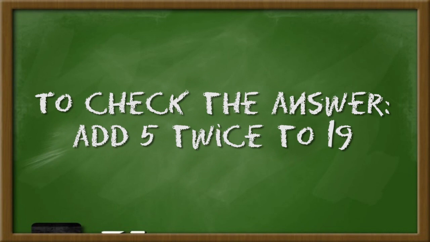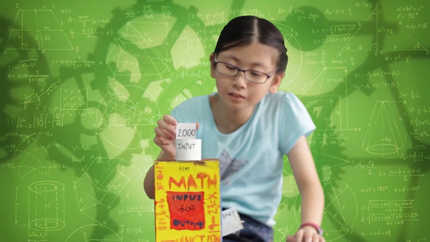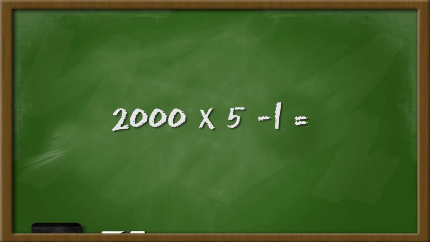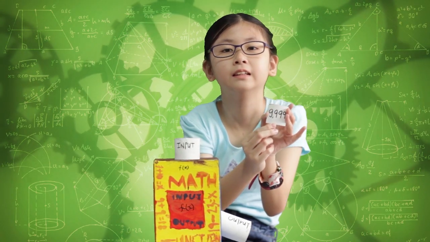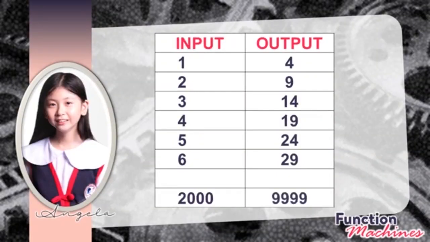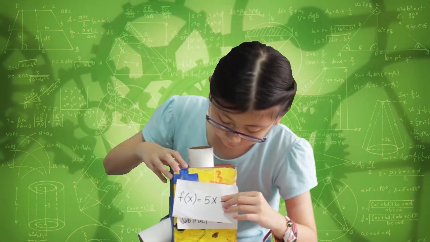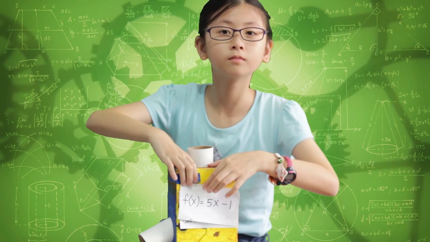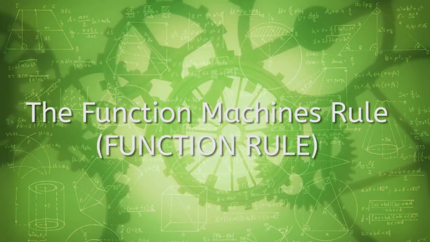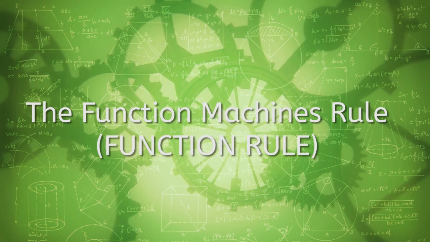For the 2000th number, we just input 2000 and the function machine would do its job. 2000 times 5 minus 1 equals 9,999. And just like that, we have our 2000th number in the series. So this function machine multiplies whatever input by 5 and subtracts 1. We call this function machine's rule, or function rule for short.